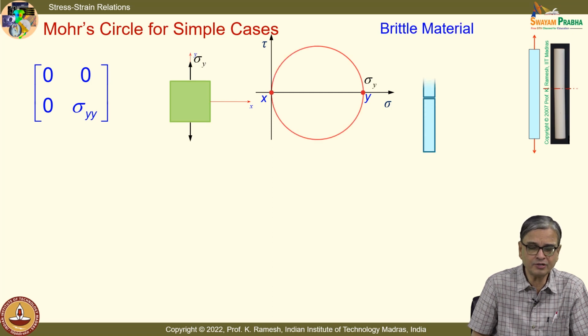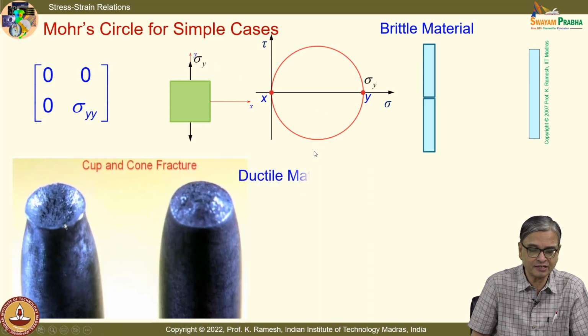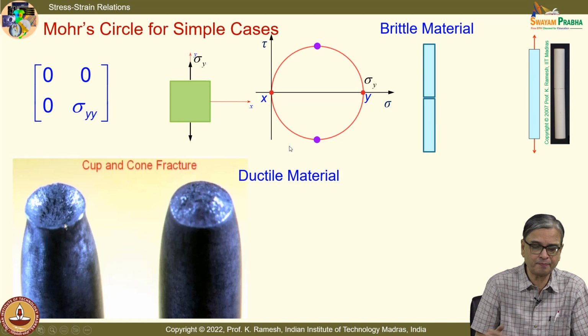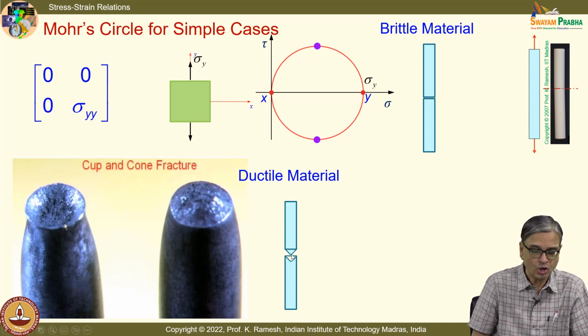And the moment you come to ductile materials, we have seen that it is shear that precipitates this failure. And when you have this axis, the shear points are marked on these two, and this is oriented at 90 degrees in the case of the Mohr circle. In the physical plane it is about 45 degrees. So that explains why I have a cup and cone fracture when I have a ductile material.